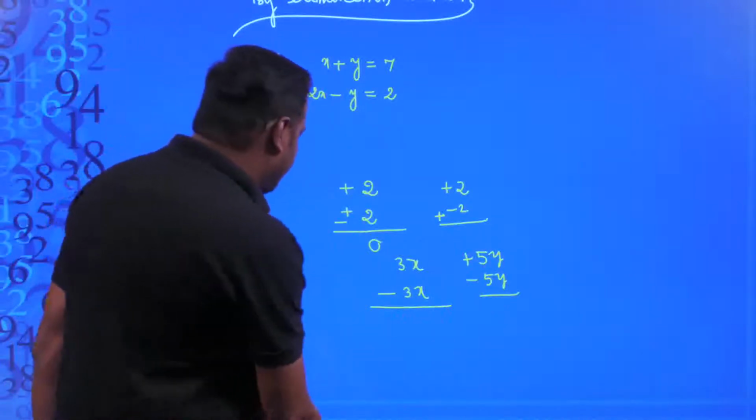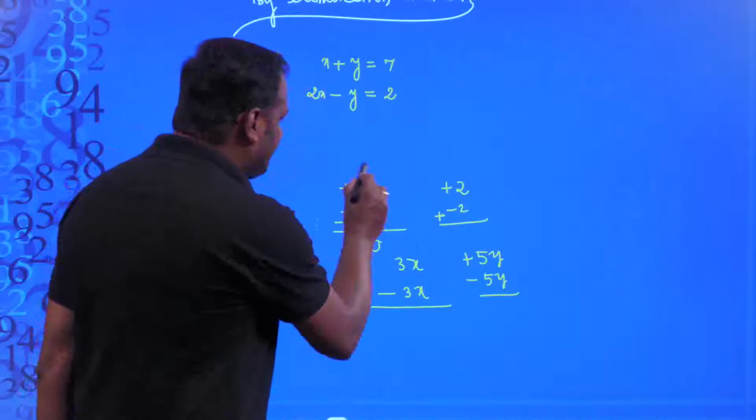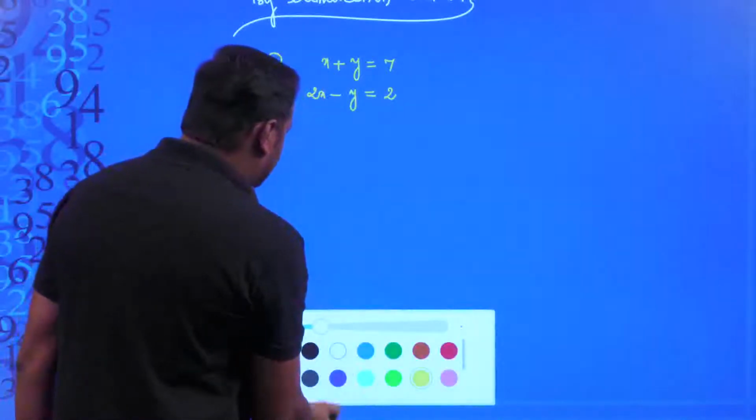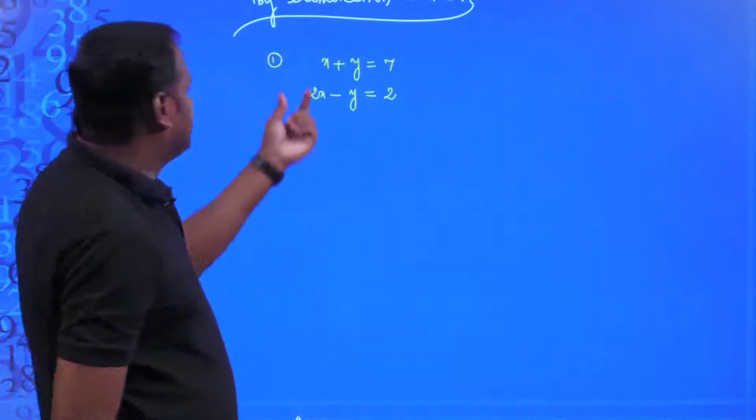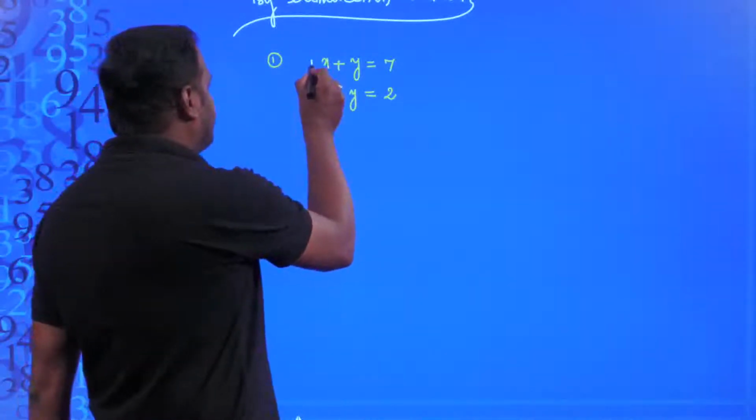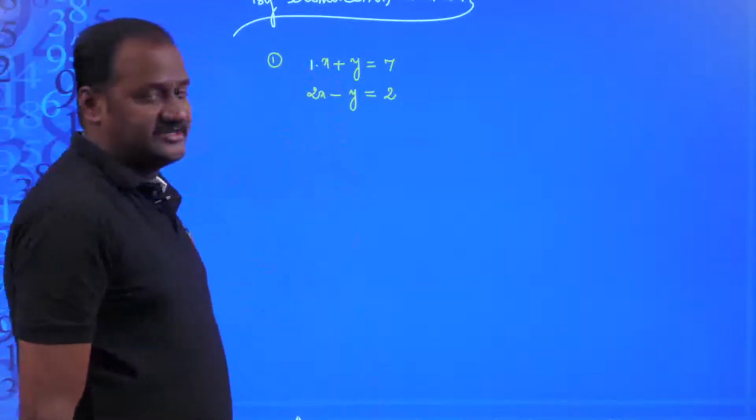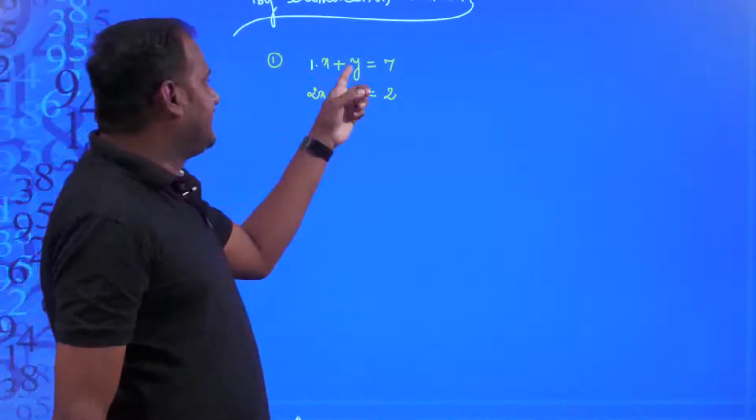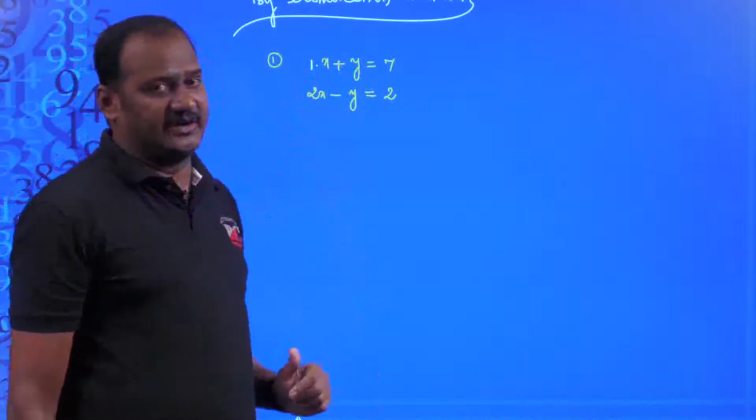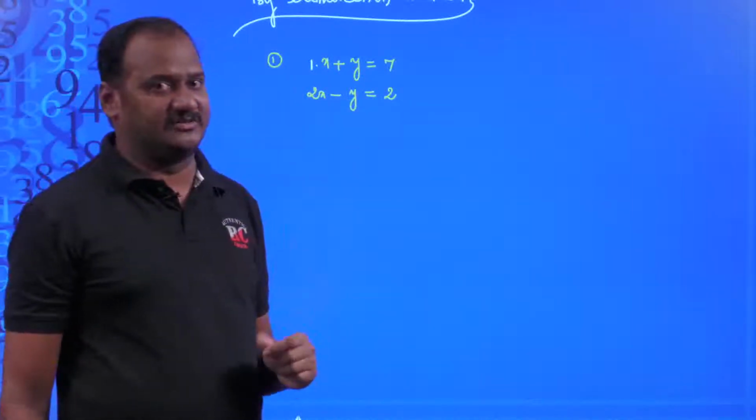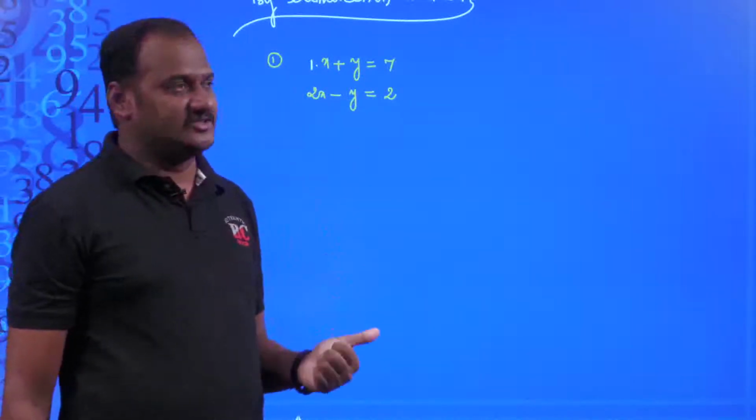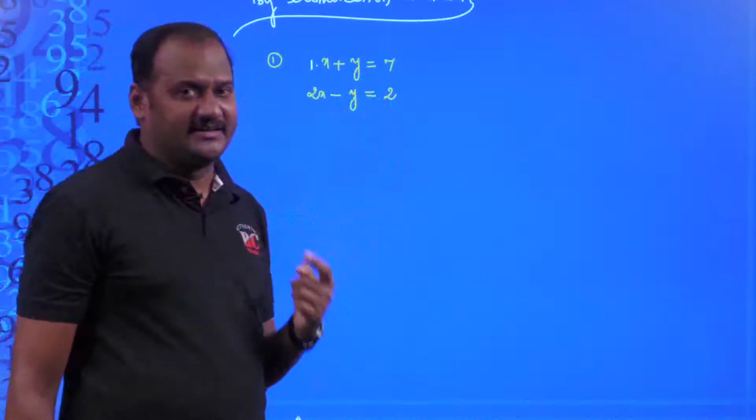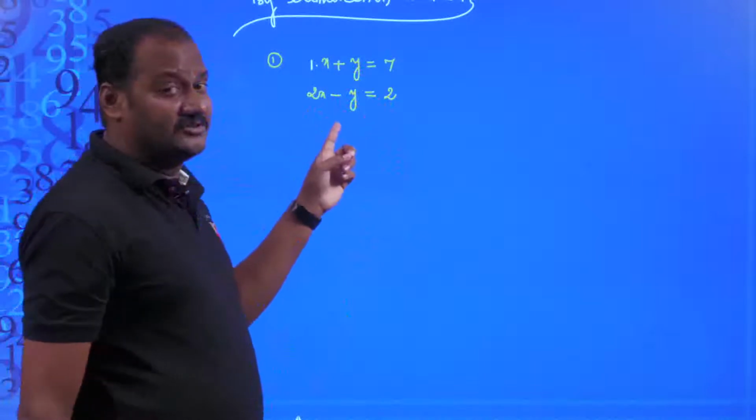See here, in this elimination method, you need to concentrate on the terms first of all. Here the coefficient of x in the first equation is 1 and in the second equation is 2. It means x terms are not the same. Coming to y, it is positive y here and negative y here. The y terms are the same in magnitude but opposite in sign, so definitely you will have to add.